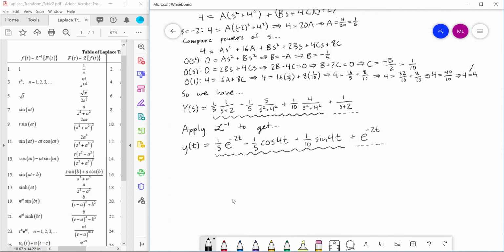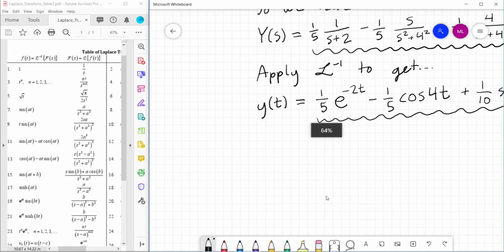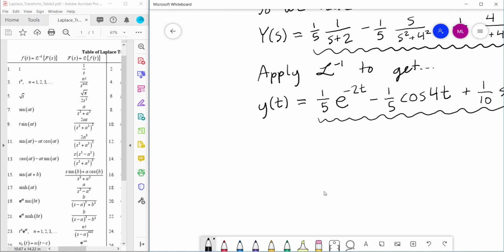So let's do another one. We just did this one. This was a first order differential equation. Let's do another example. Let's do a second order differential equation. So let's try one more here. So in this example, let's do, here's a good one.